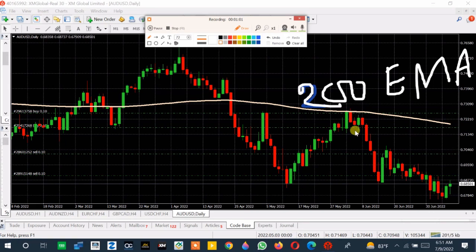When the price is below the moving average, that means downtrend, and when price is above the moving average, it is uptrend. In an uptrend, we need to find only buy entries, and when the market is in a downtrend, we need to find only sell entries.